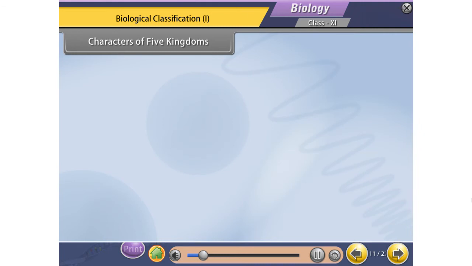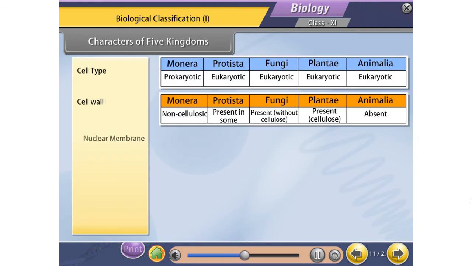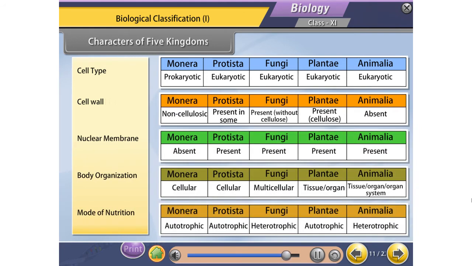Characters of 5 kingdoms: cell type, cell wall, nuclear membrane, body organization, mode of nutrition.